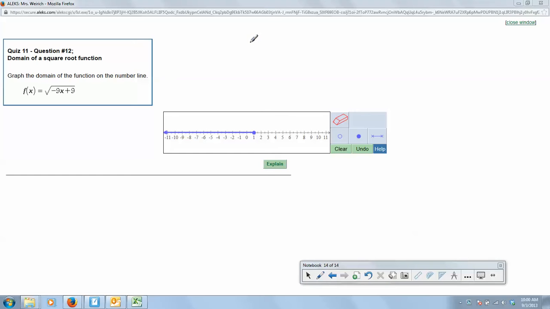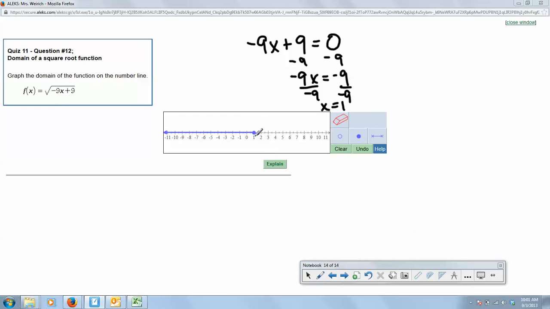So we're going to start off by taking just the part that's underneath the square root, negative 9x plus 9, and setting it equal to 0. So we would subtract 9 on both sides. We get negative 9x equals negative 9. And then we would divide by negative 9. So we end up with x equals 1. X equals 1 would give us 0, and that is fine. So we fill that circle in with the open or the closed dot.